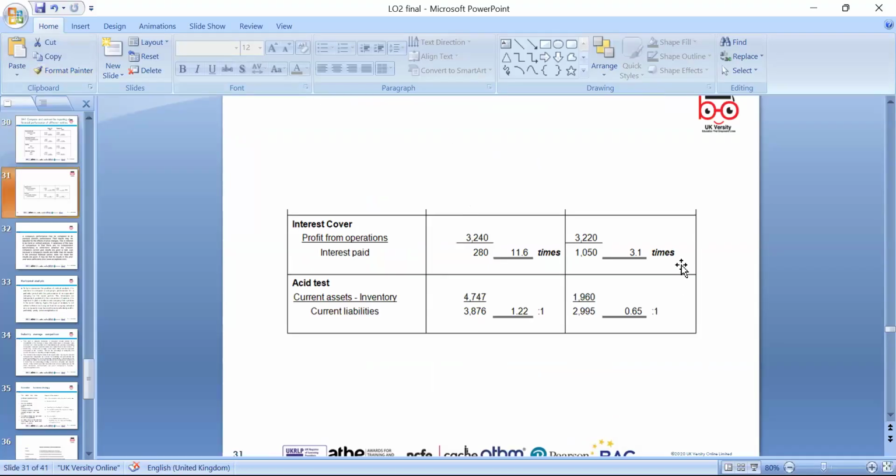This is less risky and this is more risky. We can think about the liquidity ratio, current assets divided by current liabilities. So that's 1.22, because we have £1.22 worth of assets against £1 worth of liabilities, and this company only has 65 pence of assets against £1 of liability. So we can think about this as more risky than the others.